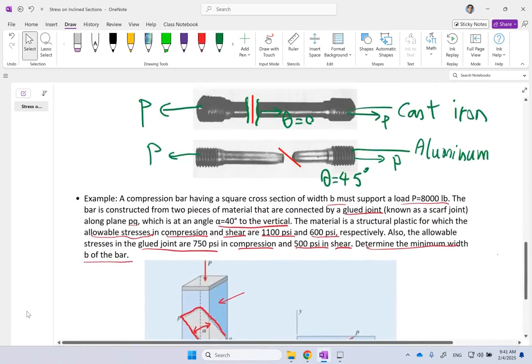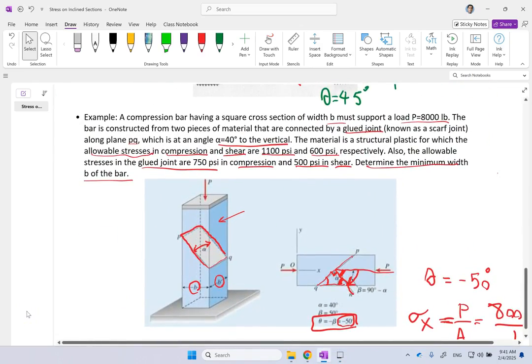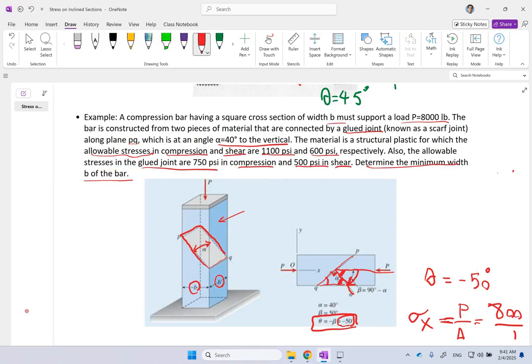Now what we need to do is look at these allowable values, and based on those, see what the maximum value for sigma x is, or the minimum for B. If you look here, it says that the allowable stresses for compression and shear of the plastic part are 1100 and 600. Now, what should I do with those? Well, should I compare sigma x against that 1100?